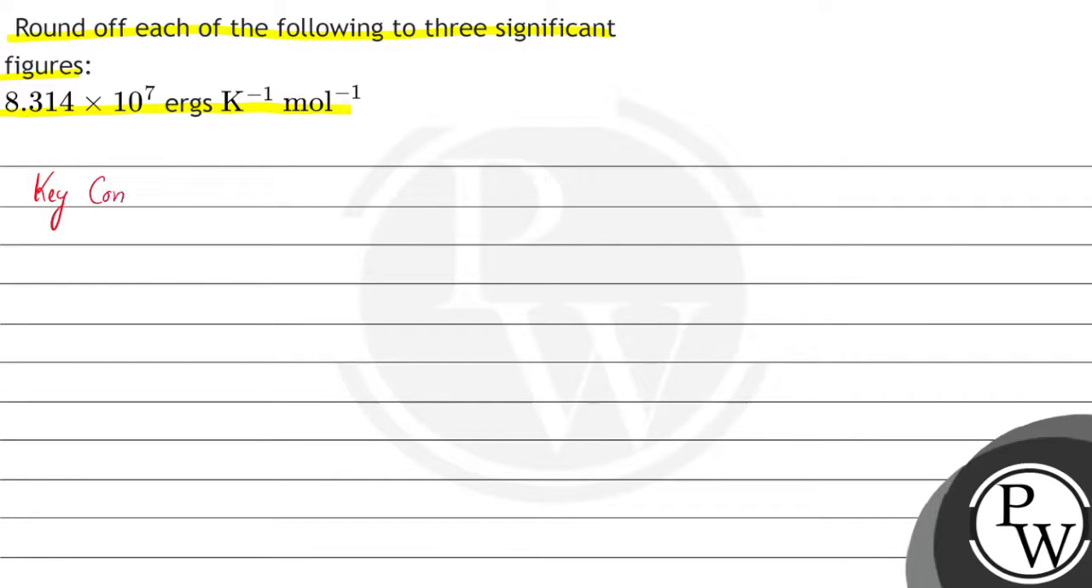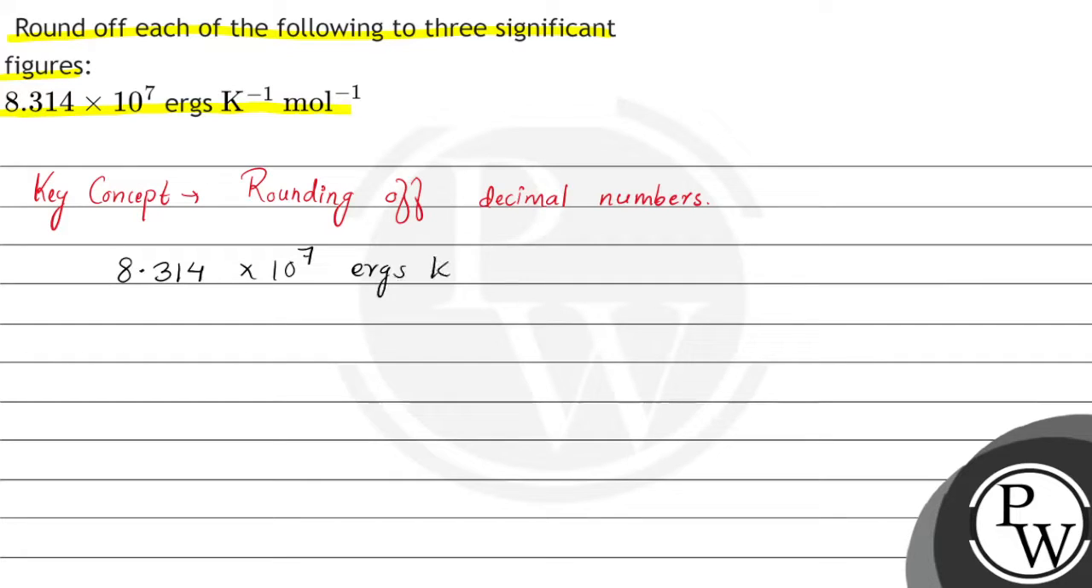इस क्वेश्चन को सॉल्व करने के लिए जो कंसेप्ट यूज होगा, that is the rounding off of decimal numbers, or we can say numbers after the decimal point. So question में जो number given है that is expressed in a scientific notation, that is 8.314 into 10 to the power 7 ergs per Kelvin per mole. The units have nothing to do with this question, so it's just mentioned here.